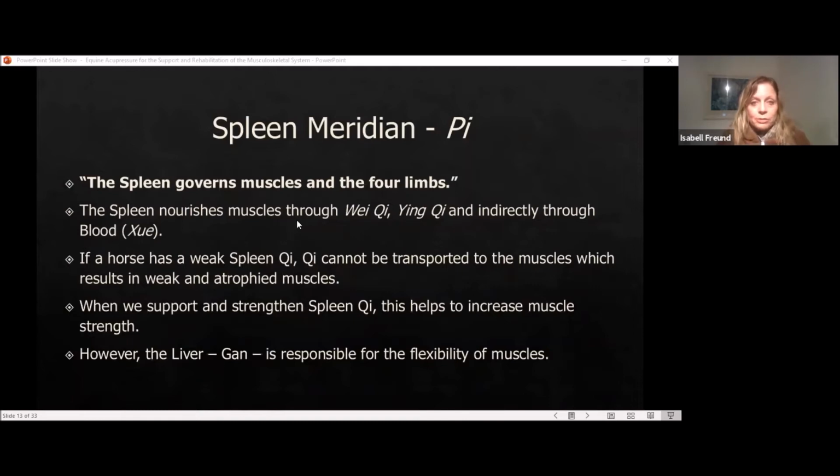So if a horse has a weak spleen, qi cannot be transported to the muscles, which then results in weak and atrophied muscles. So we need to support and strengthen spleen qi to keep muscles properly functioning and to help increase their strength. But when it comes to the flexibility of muscles, then it's the liver, gan in Chinese, which is responsible. So keep that in mind: for muscles, first we think of the spleen, but when it comes to flexibility, the liver is involved as well.